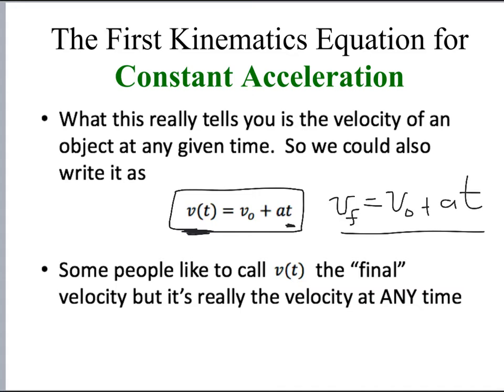What is this if I plug in t equals 0? Well, obviously I would just get v naught, the initial velocity. And so I can plug in any time here. I can get the initial velocity, the final velocity, and any velocity in the middle between those 2 points.